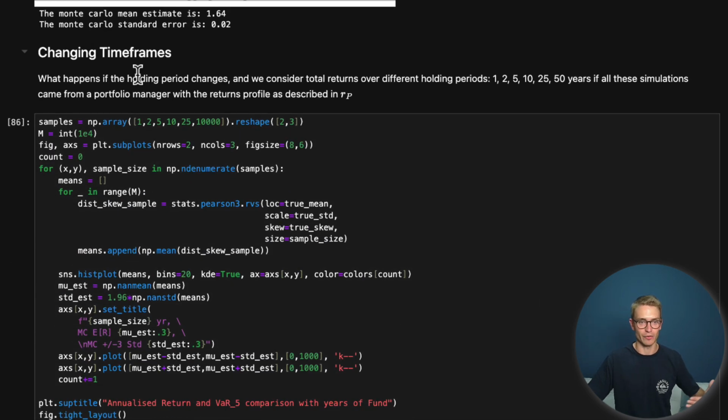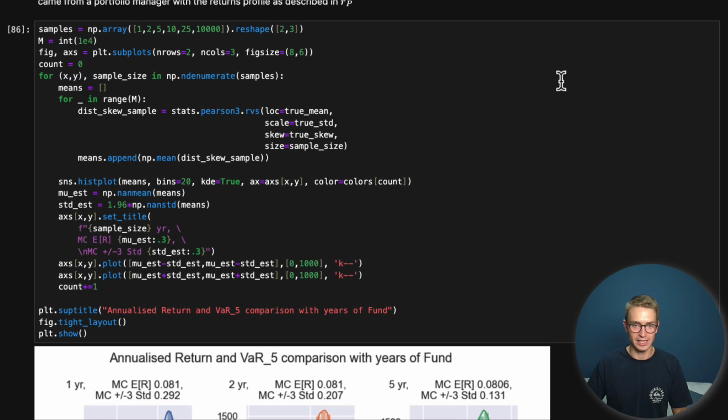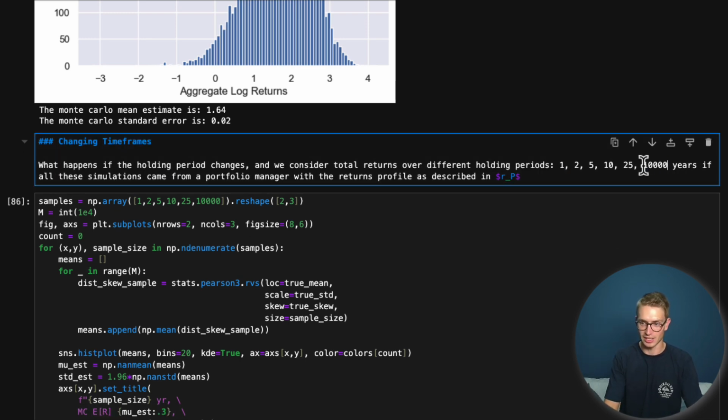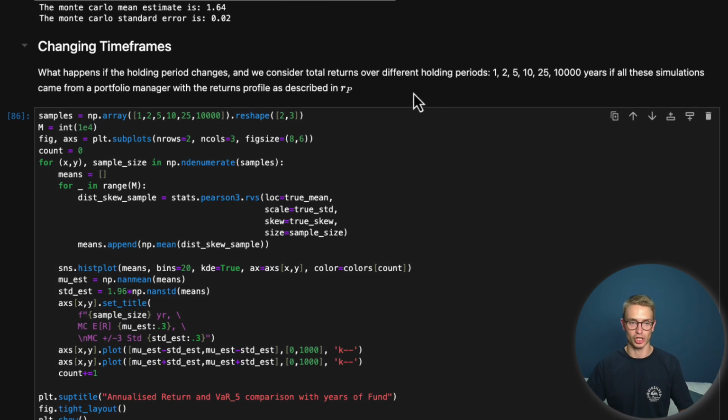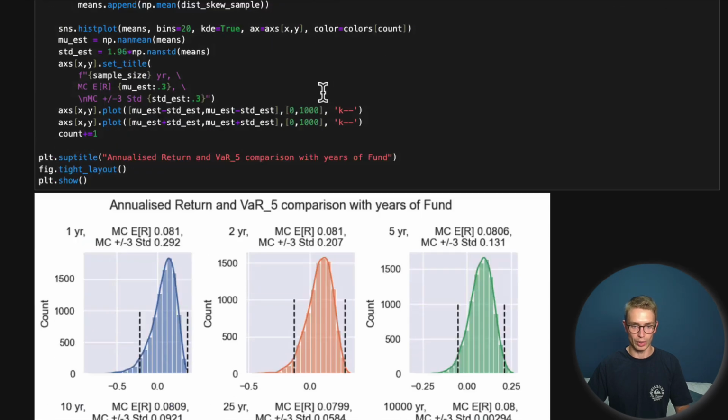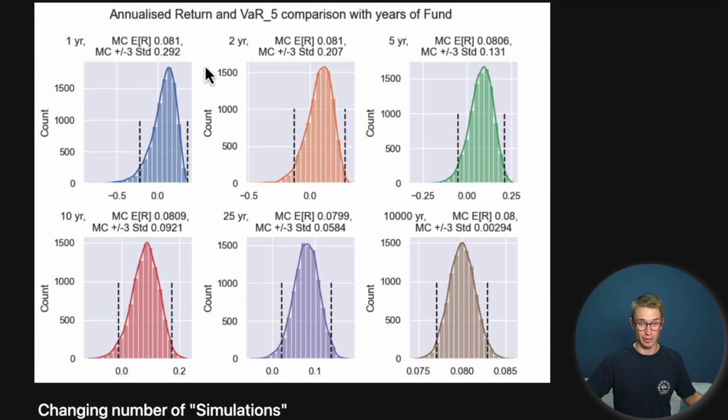Now, let's understand what happens if we change the holding time. So let's consider what happens if we reduce our holding time from 25 years down to 1 year, 2 years, 5 years, 10 years, and then we're going to make a ridiculous claim where we actually go up to 10,000 years. So obviously, this is a bit of a ridiculous example, but it's just showing you the power of the Central Limit Theorem. So if all these simulations came from the portfolio manager with those returns that we saw before, what would that look like? As you can see, by looking at the results from the 1 year, the 2 year, the 5 year, we've got this really long left-hand tail, right? With this skew to the right side distribution.